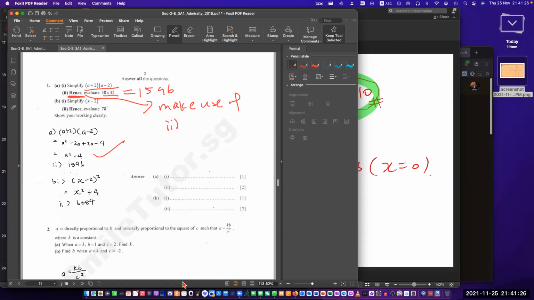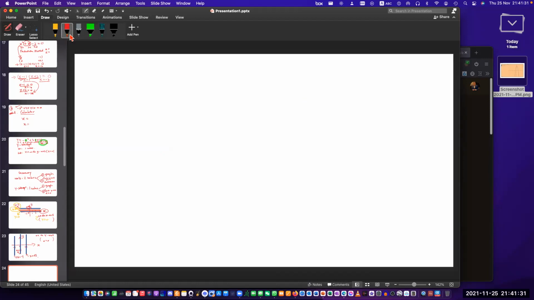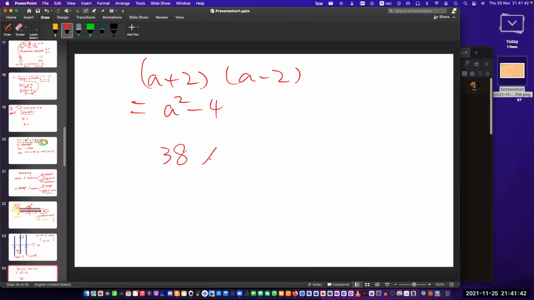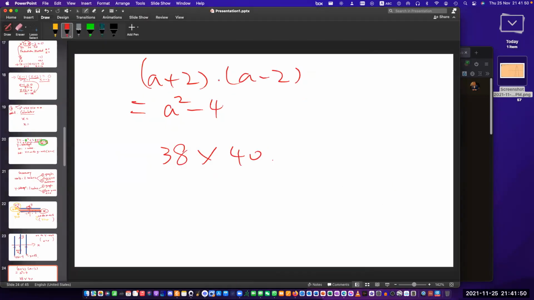Very good. But you need to know that when they say hence, it means you need to make use of the previous step. So let's say you have (a plus 2)(a minus 2), and then you have expanded it into a squared minus 4, right? Now they give you 38 times 42. They use hence. This is part 1, and this is part 2. Next time, hence means you need to make use of the previous step.